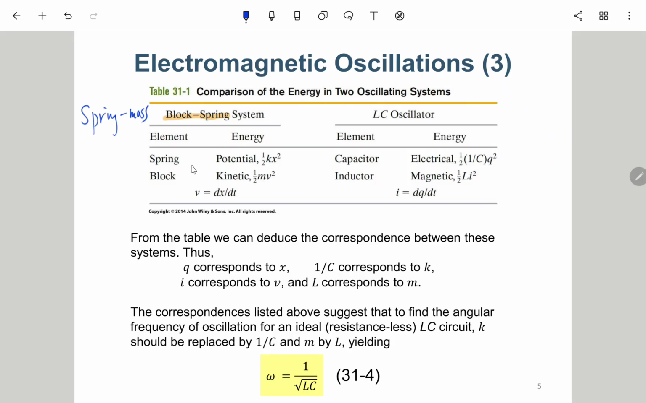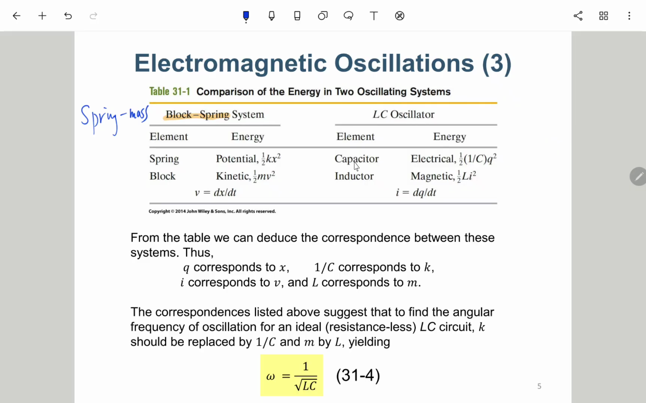So for the spring, it has a potential energy of half of kx squared. And then the block will have a kinetic energy of half of mv squared. Adding them together gives the total mechanical energy. We also assume that there won't be any frictional force, so there won't be any energy loss in between. So one is potential energy, one is kinetic energy, and they add up to the mechanical energy, which we assume is conserved. And here we also have v equals dx/dt, so the derivative of the displacement is the velocity.